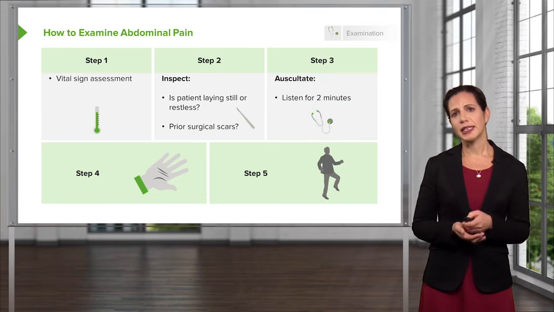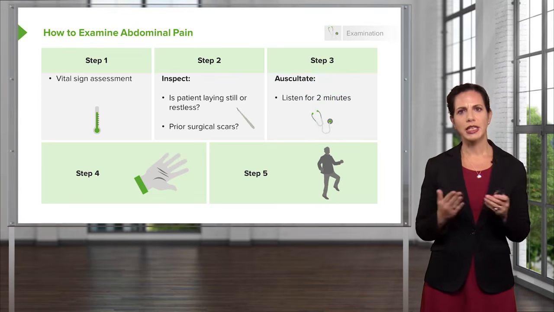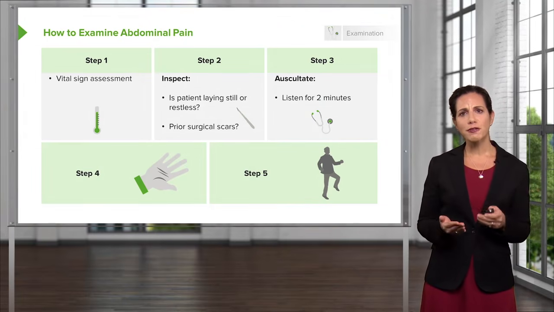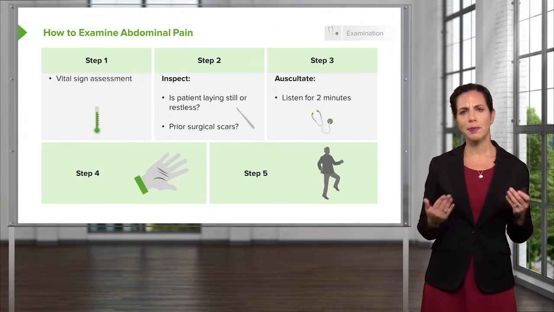Step 3 is to listen. Historically, everyone's taught to listen before you palpate. So we'll go ahead and go with that for now. You want to listen for 2 minutes, and you're listening for bowel sounds.